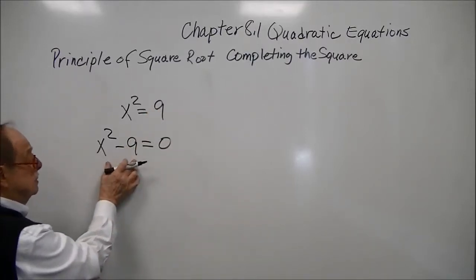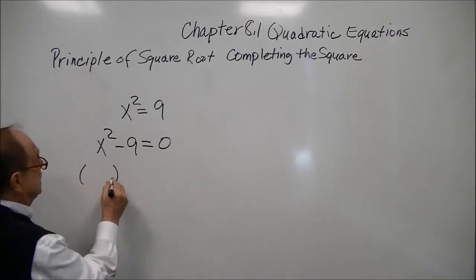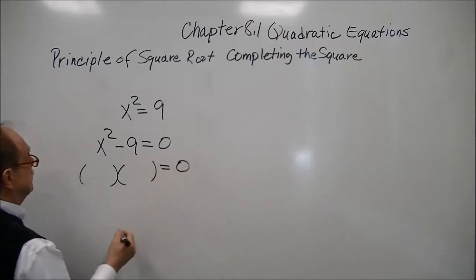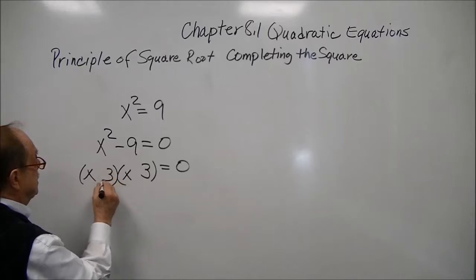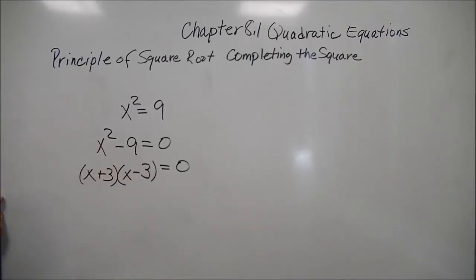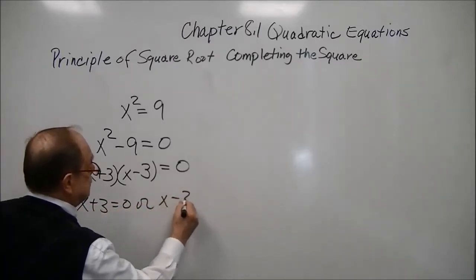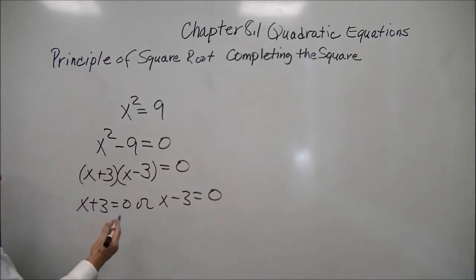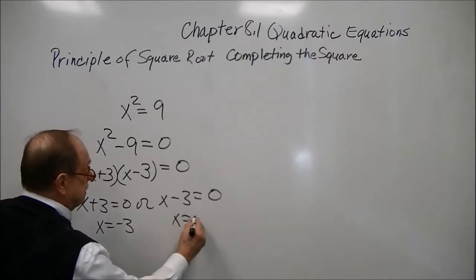Now to solve it, the only method we had up to this point was to factor it, because this was the difference of perfect squares, and we're factoring it into its conjugates. So then we would get as our solution, x is -3, x is 3.